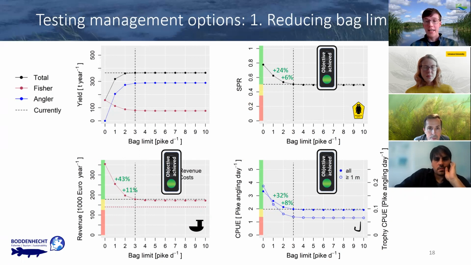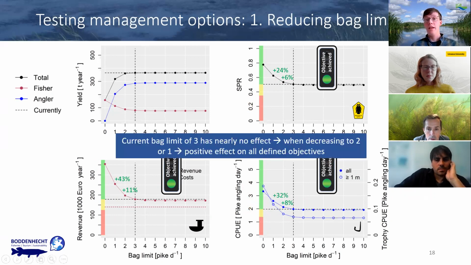And the cool thing is actually that the model really is in line with data. So currently we have 2 pikes on average per angling day, which is in line with the data. And that is also the reason why the current back limit of 3 is actually not effective. So only when decreasing the back limit to 2 or 1, we would see a positive effect on the objectives here.